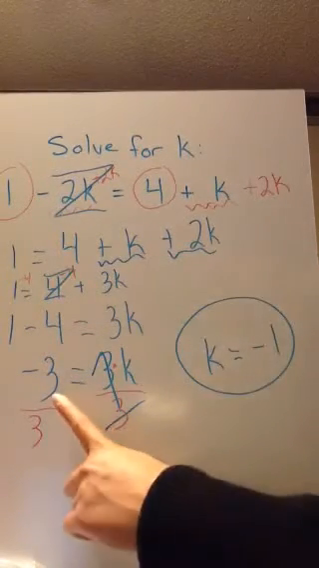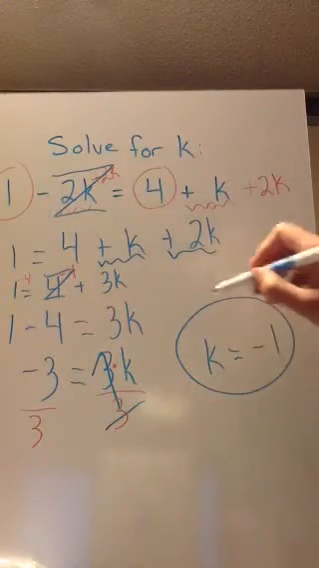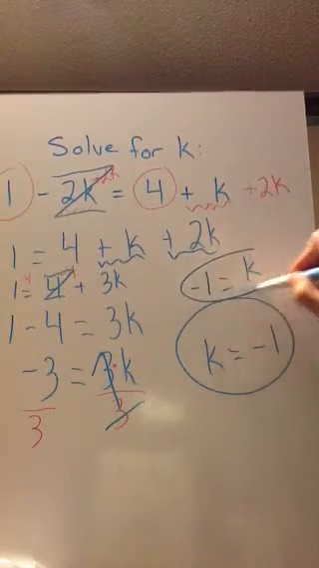So you'll notice, even though the negative 1 was on the left side and the k was on the right, you can switch them around. That was no problem. This is the same thing. Those are equivalent.